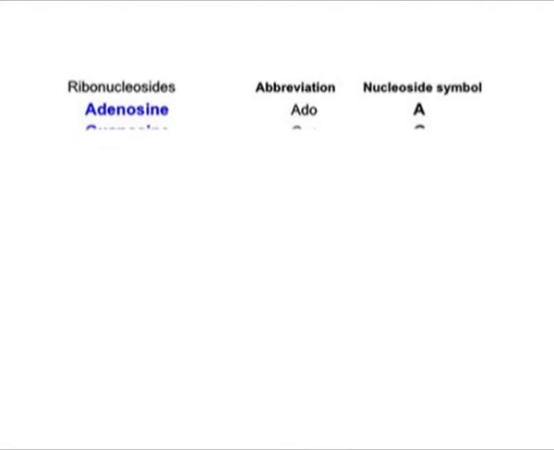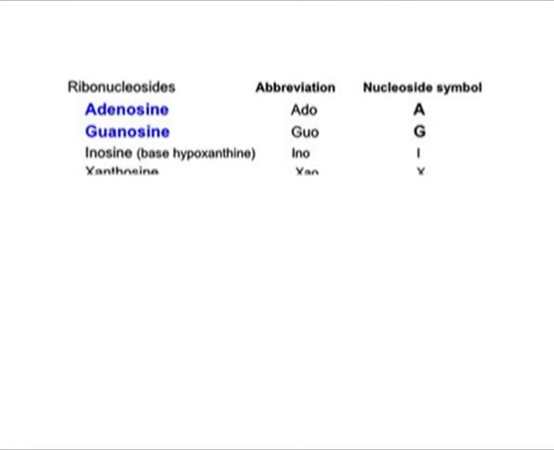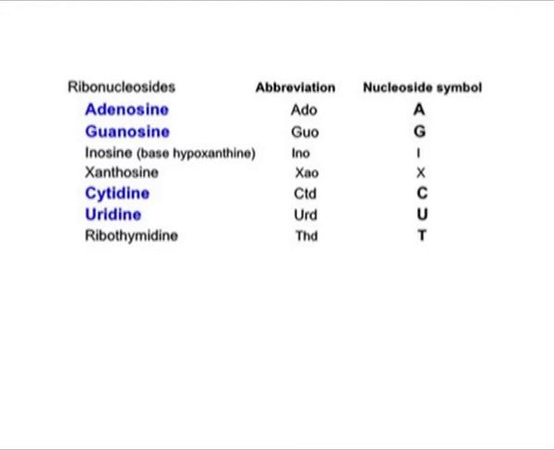Adenosine, abbreviation ADO, symbol A. Guanosine, abbreviation GUO, symbol G. Inosine, of the base hypoxanthine, abbreviated as INO and symbol I. Xanthosine, XAO, X. Cytidine, CTD, symbol C. Uridine, URD, symbol U. Ribothymidine, THD, symbol T.